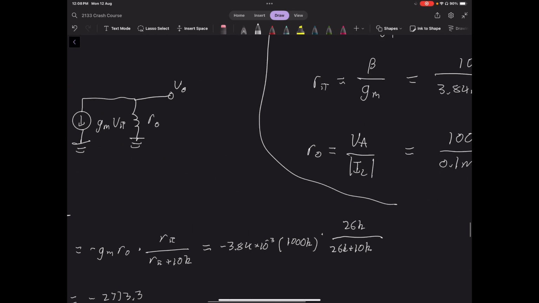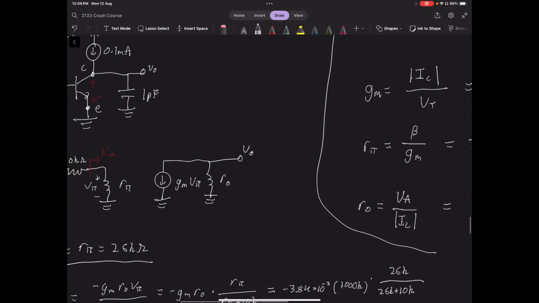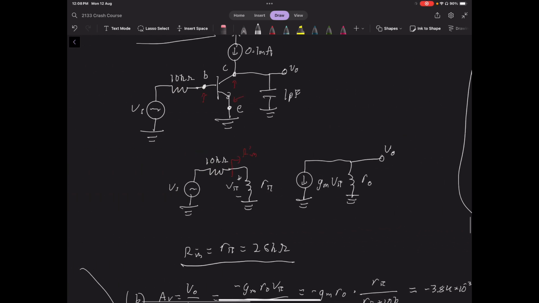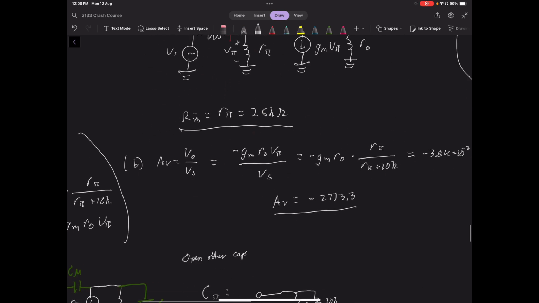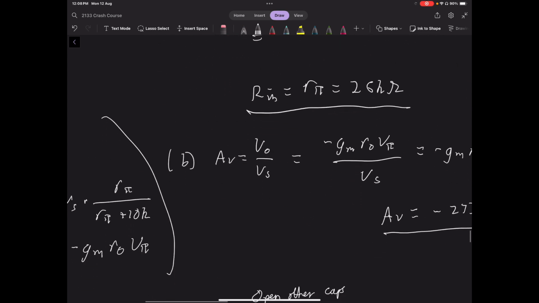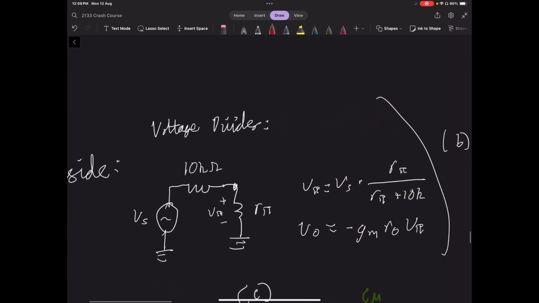Now that we have our parameters, we can just simply calculate them, and these are the values that we get, which means our input resistance is 26 kilo ohms, and that is part A for the first amplifier. Moving on to part B, we need to find the gain. Obviously here, the gain is V out over Vs, and then just over here, looking at some working.